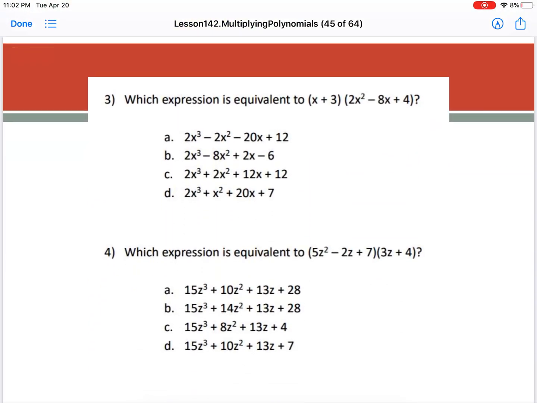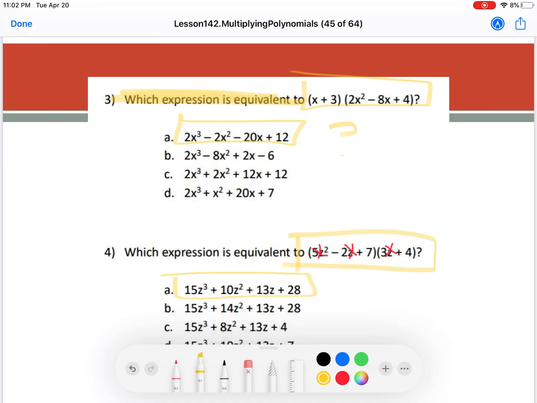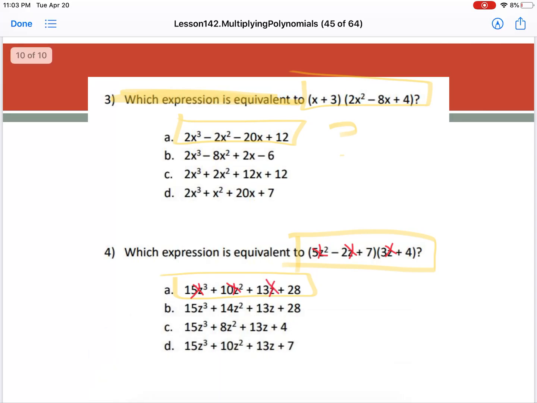Okay, so last two for today. You can do it by hand or you can plug it into Desmos. If you're using Desmos, you're just going to type this in. Anytime you see the phrase, which expression is equivalent, you can just type this in and see if they match. Okay, same thing for number 4. If you're using Desmos for number 4, just make sure you change these to the letter X when you type it into Desmos. Then you can type in option A using the letter X and see if they match.